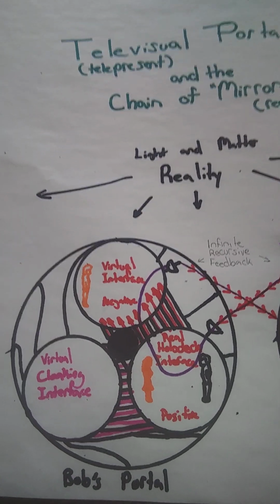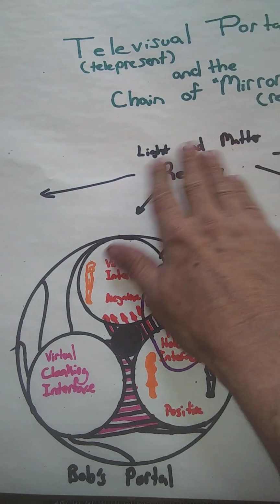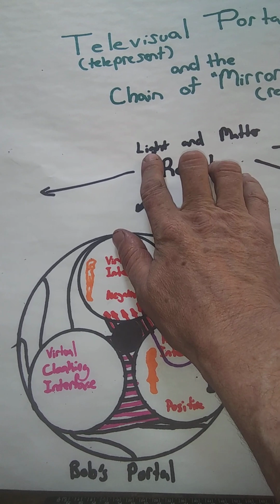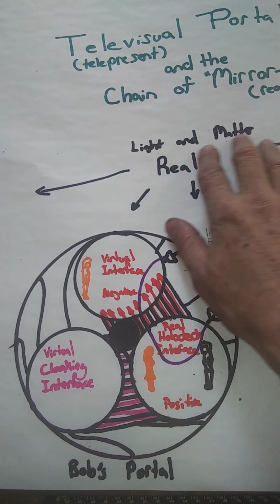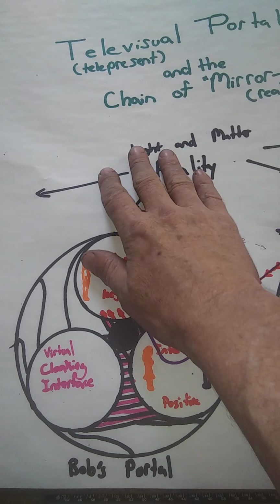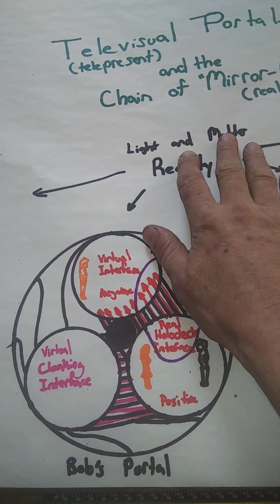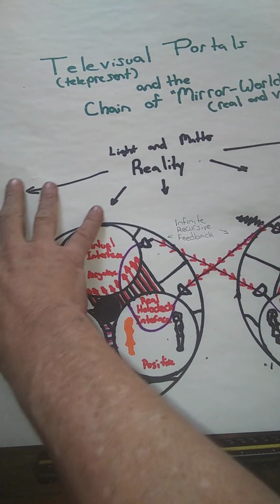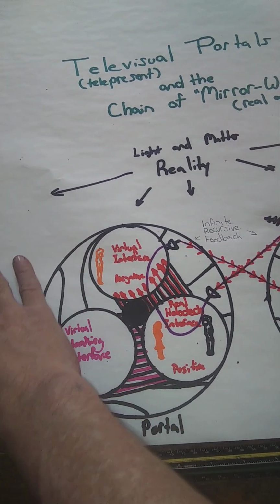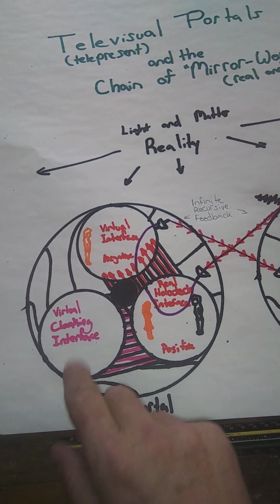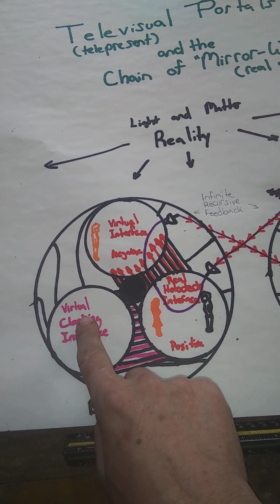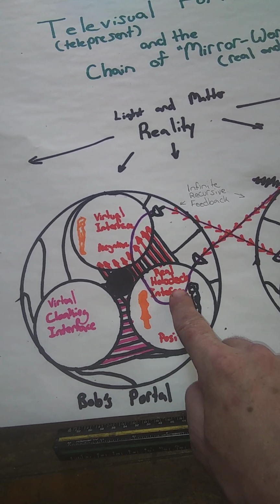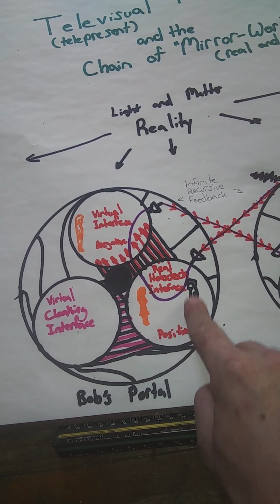To start off with, I consider the outside world of light and matter, force and particle, wave and particle, energy and matter, whatever. I consider the real world, everything consisting of reality outside here, a giant holodeck. And starting with the virtual cloaking interface, it's virtual. There's only light that comes in here. But in the real holodeck interface, there's a real person here.